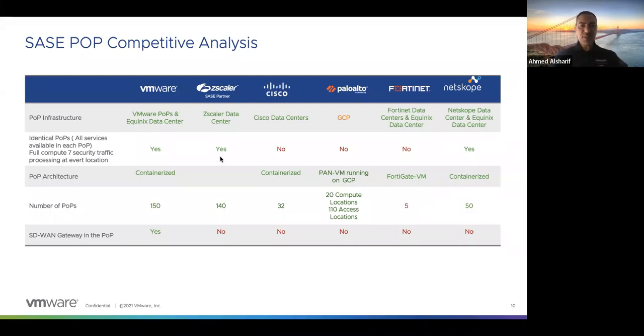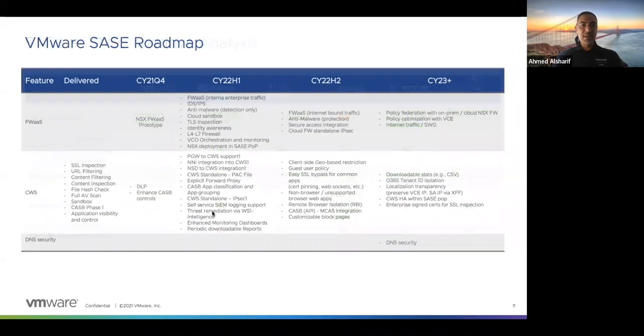Okay, these numbers can change all the time. I think Zscaler now has more than 140, I think 150 or 160 plus. So look at the latest number of the SD-WAN or SASE POPs.